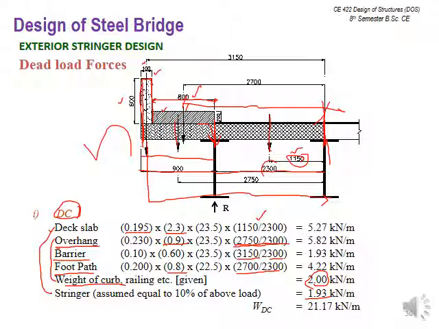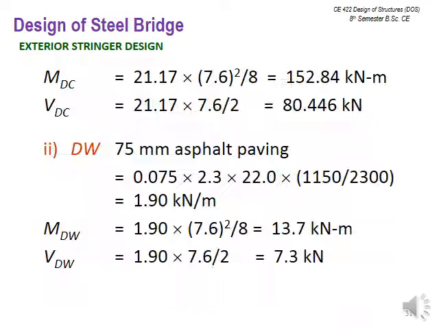Finally the assumed one is the 1.93. The stringer is assumed equal to 10% of the above load. So just add all of these loads and take 10% of it, it will be 1.93, and adding all will give you 21.17. So keep this WDC so that we can calculate the moment and the shear. Similarly for DW it's 75 millimeter, same values, only for that particular slab 1150. So you will get MDW and VDW.